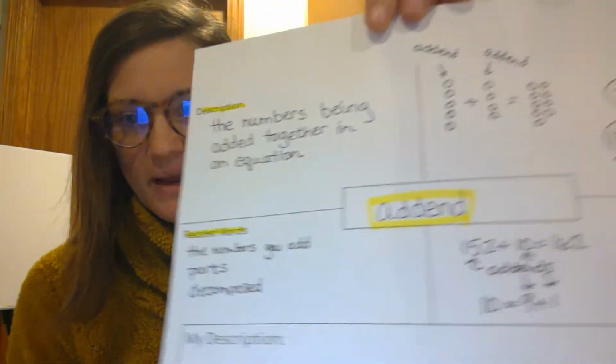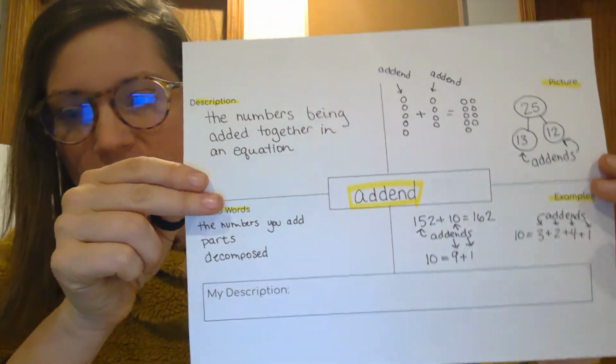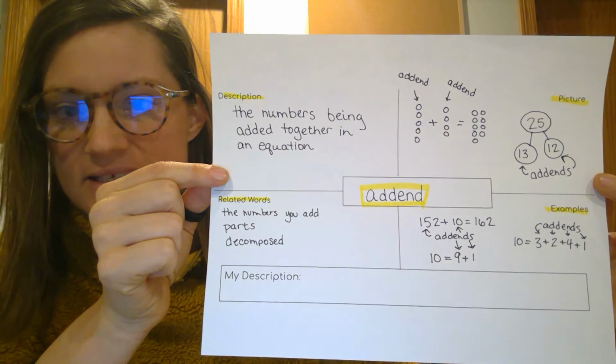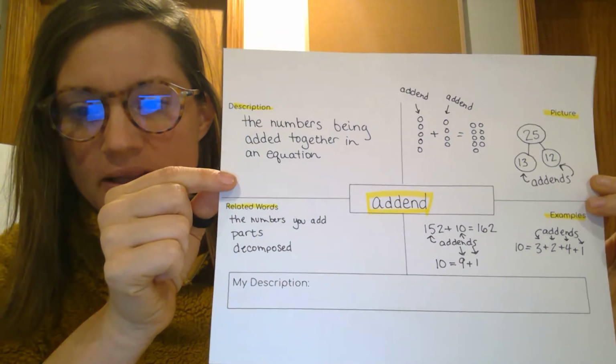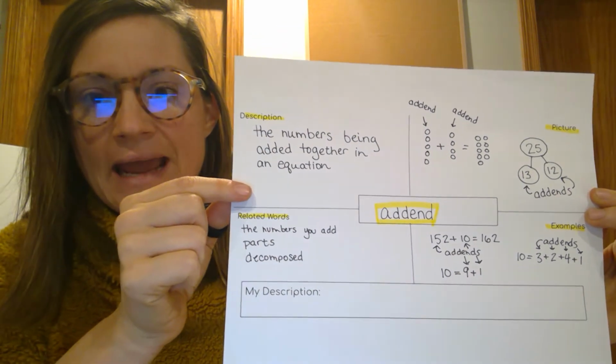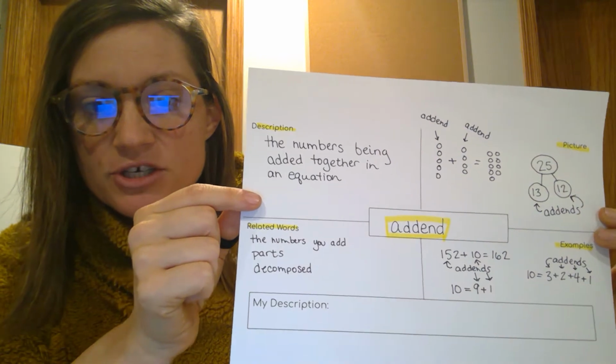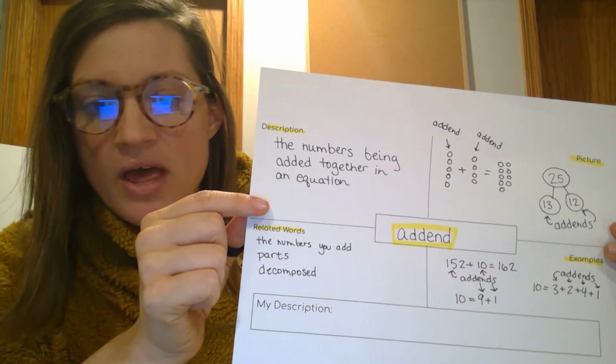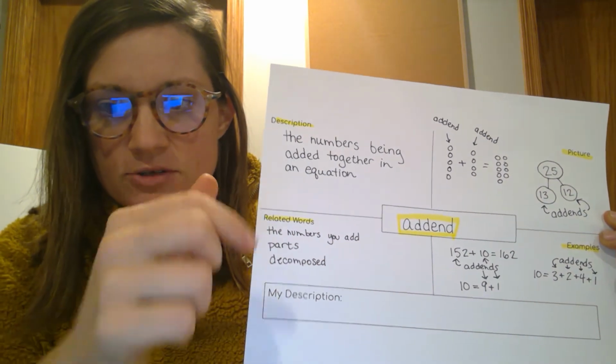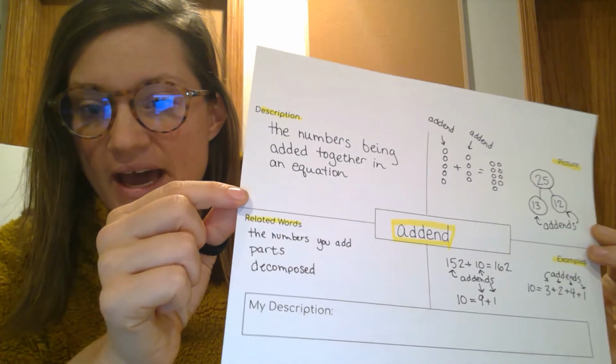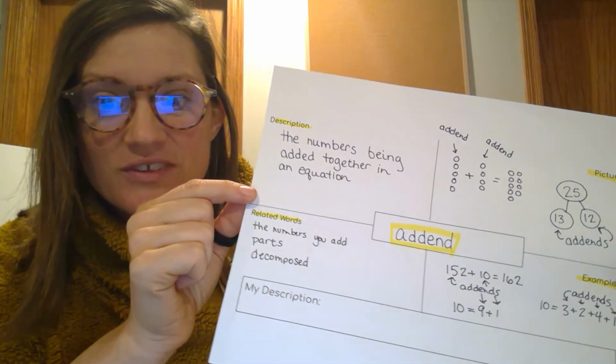All right, so you're going to need your math vocabulary journal. This is my completed one, which I'll go over in a minute, but it's that paper that has a space for the vocabulary word in the middle, and it has the description, the picture, related words, example, and then a place for your own description. So if you don't have that, you're going to need it, okay?